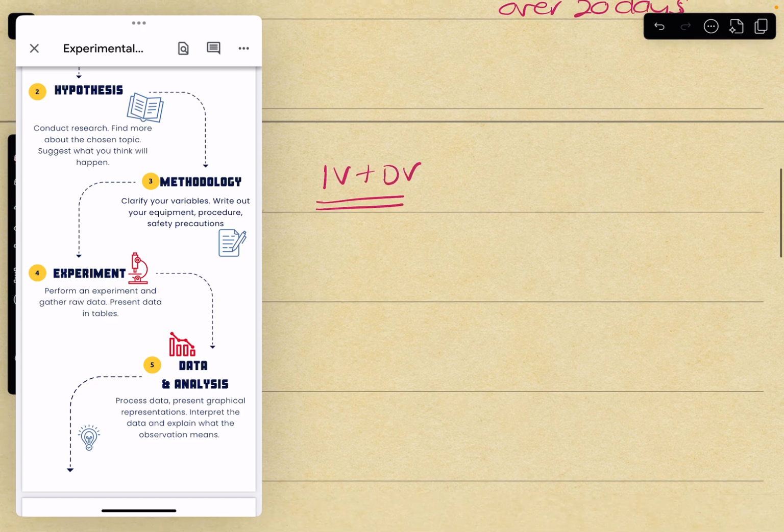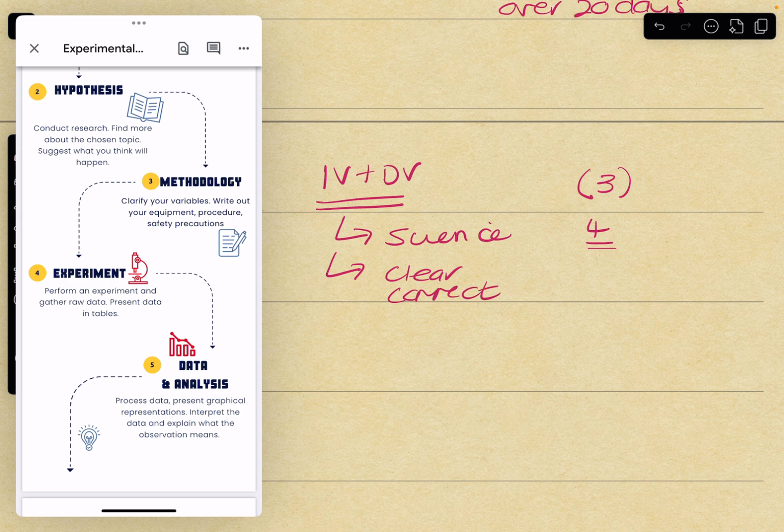If you can do that, you would get around about a 3. If you can bring in some science, this will elevate you to around about a 4. If you can bring in clear, correct, and detailed science, then this is how you're moving through the 5 and all the way up to the 8 in this particular bracket.